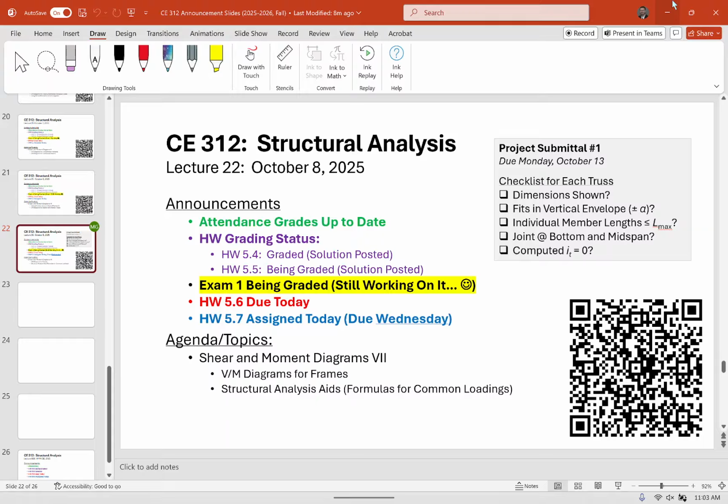Yes, sir? Is there a minimum height? No. There's a maximum height, but not a minimum height. But let me also say something. If you have a truss that's 1 foot tall, go ahead. You're going to have some big members in that truss. I mean it.